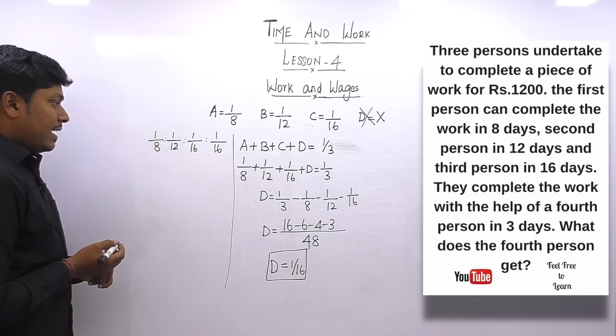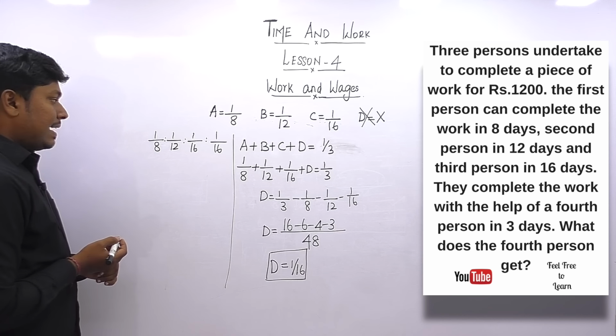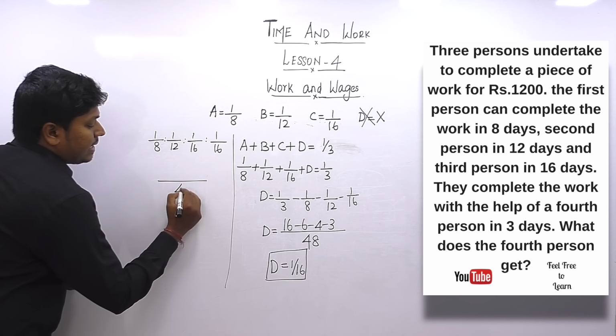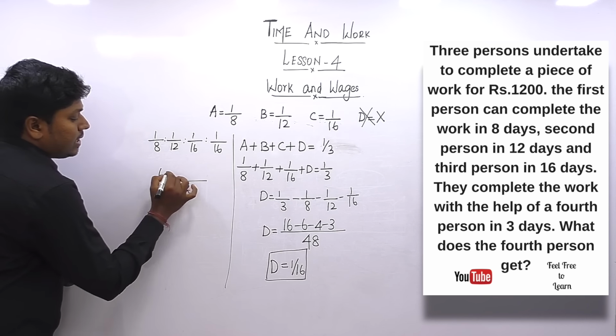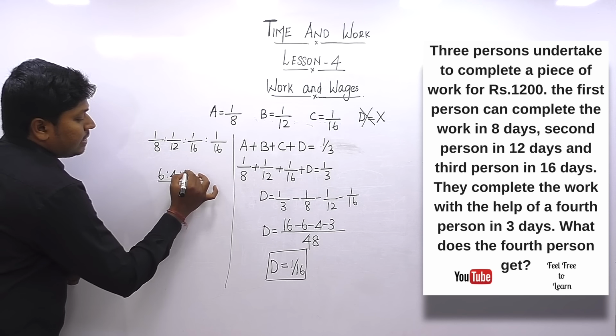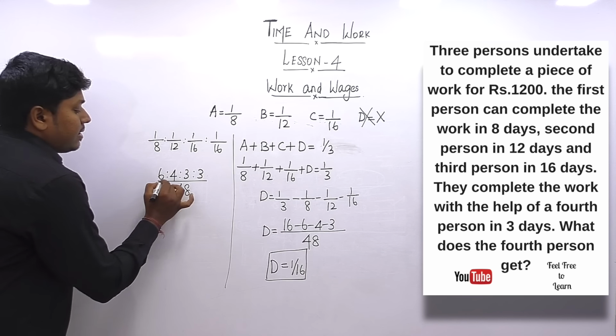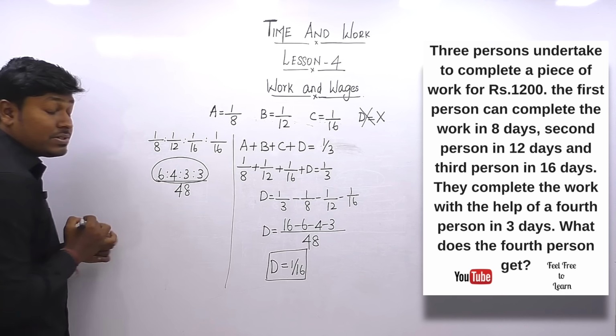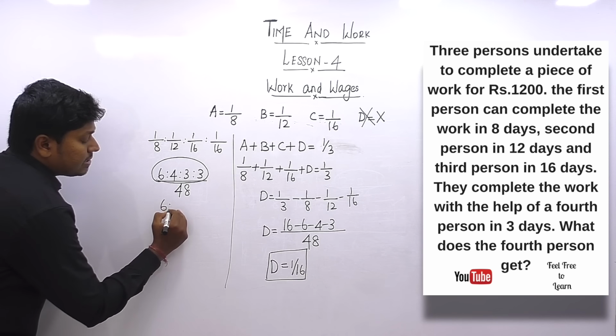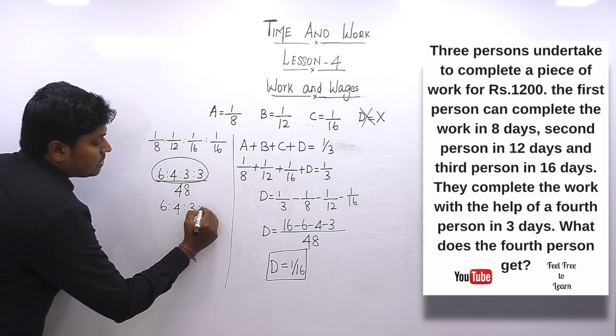So I think we can take LCM as 48. When you take LCM as 48, 8 6s are 48, 12 4s are 48, 16 3s are 48. So finally the ratio of A is to B is to C is to D will be the numerator, which is 6 is to 4 is to 3 is to 3.